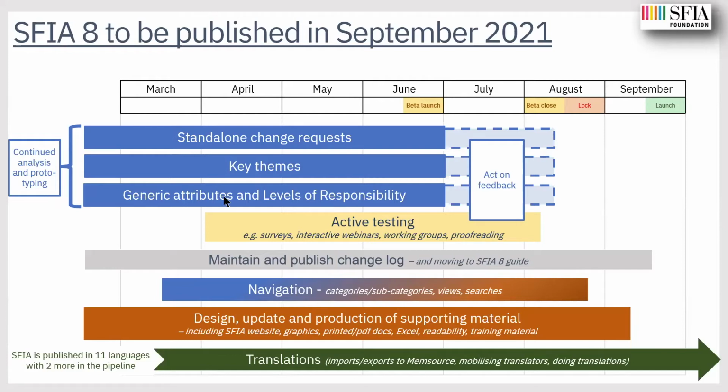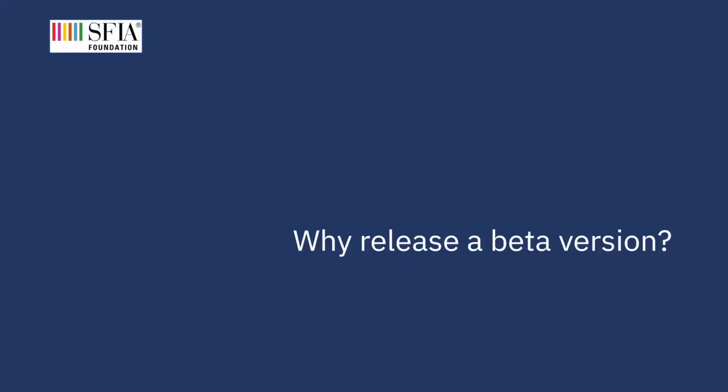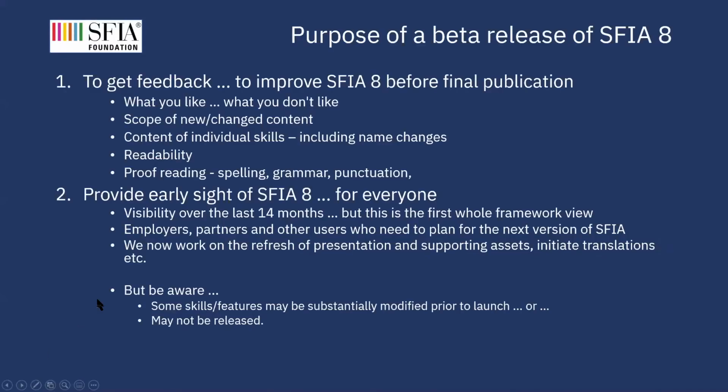So let's move on to the purpose of the beta. The reason for the beta is quite simple. We want your feedback, what you like, what you don't like. There has been some extension to scope of SFIA and some content is changed, so we want you to take a look at that and comment. Individual skills have changed to some degree, many have not, but some have changed and some names have changed. We have undertaken a massive piece of work to improve the readability of SFIA, which will be talked about shortly. And of course, we also want the basic stuff, if you like, of proofreading, spelling, grammar, punctuation.